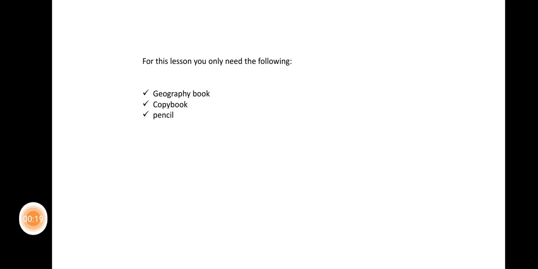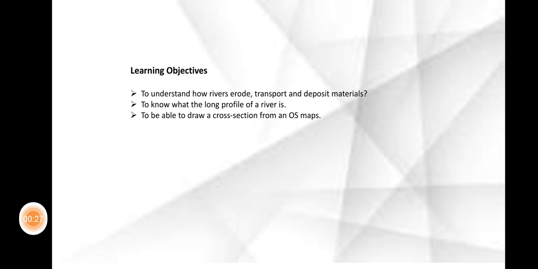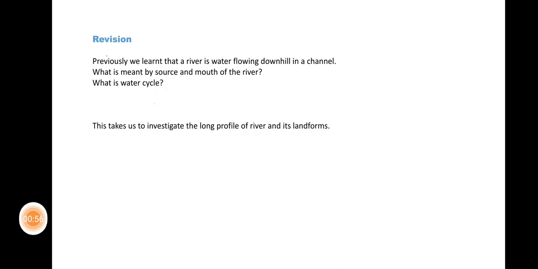Okay, for this lesson you only need the following: your geography book, your geography copybook, and a pencil. We will be looking at rivers, river erosion, river transportation, and river deposition of materials. So how rivers erode, transport, and deposit materials. Know what the long profile of a river is, and we will be able to draw a cross-section from an OS map.